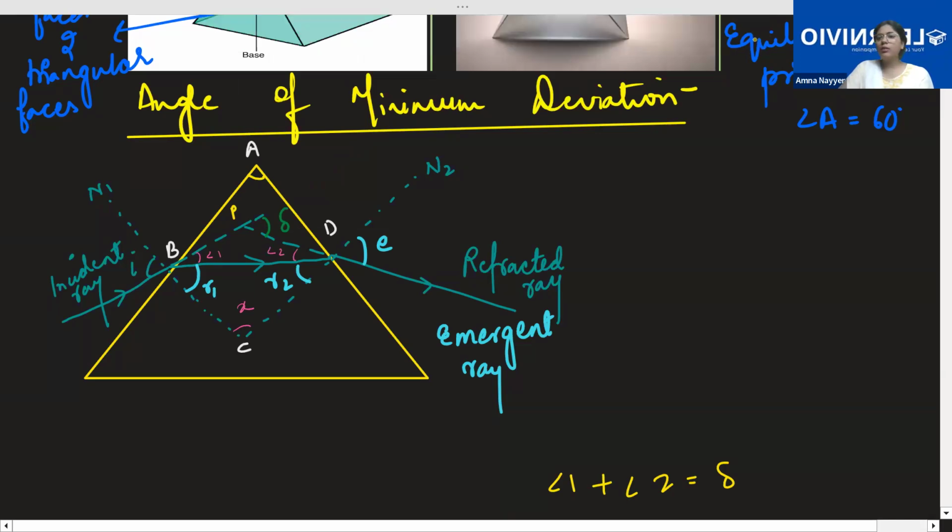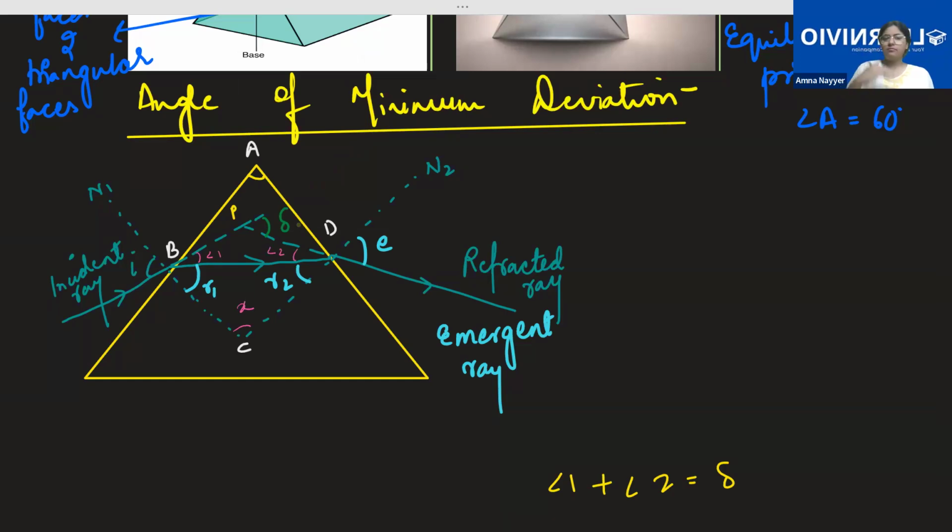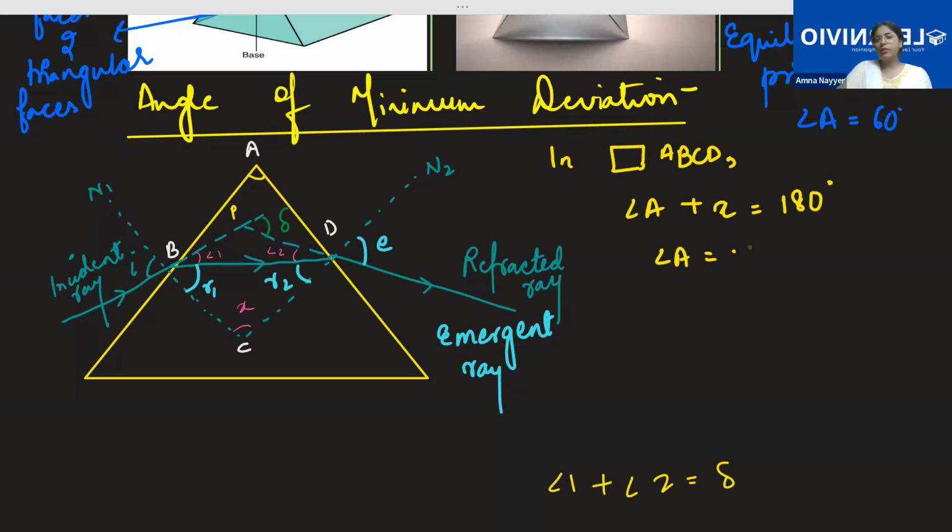Now class, according to the quadrilateral's property, opposite angles of a quadrilateral make 180 degrees, because the complete sum is 360 degrees, 180 degrees this and 180 degrees that. So I can say in quadrilateral ABCD, this opposite angle A plus angle X will be equal to 180 degrees. So angle A will be equal to 180 minus X.